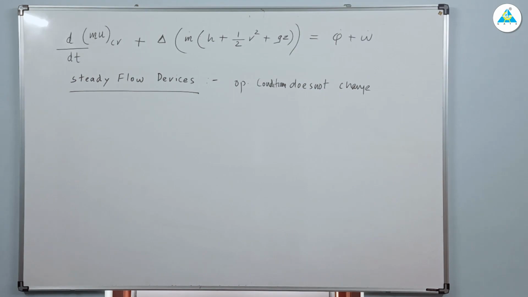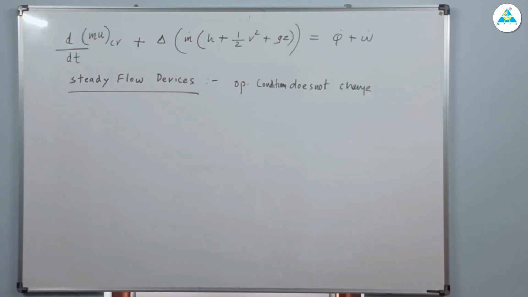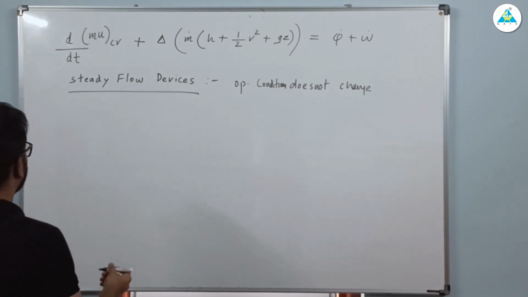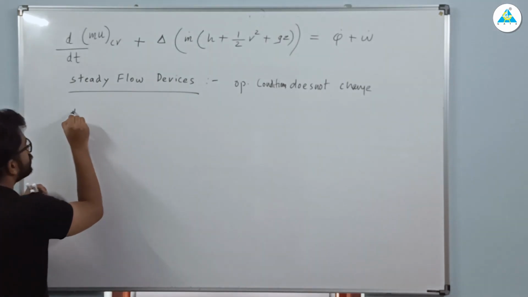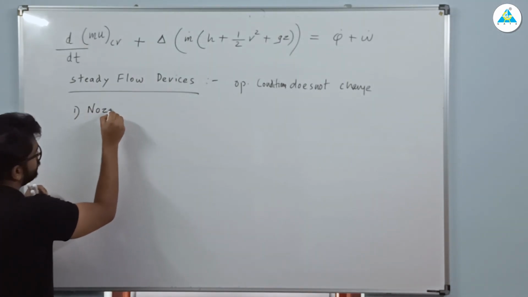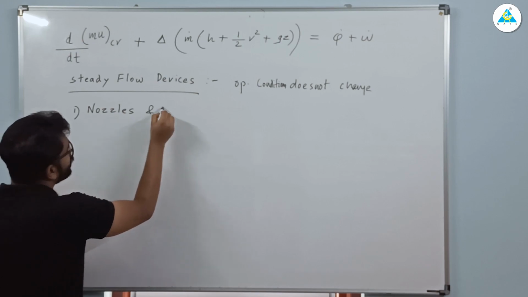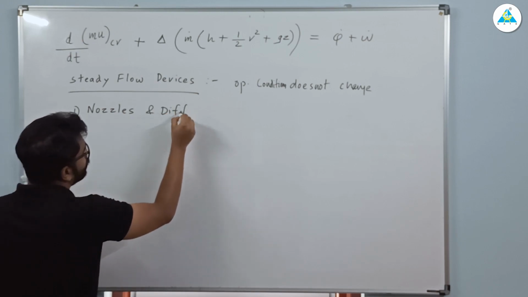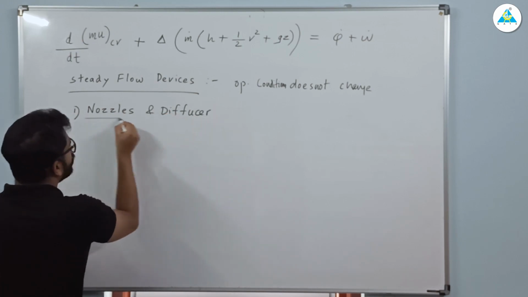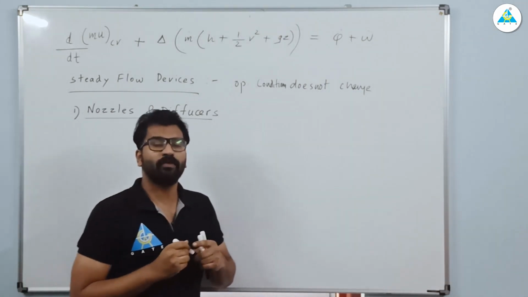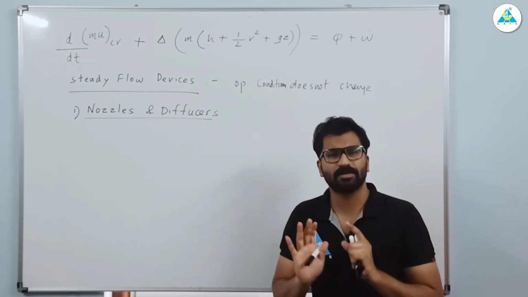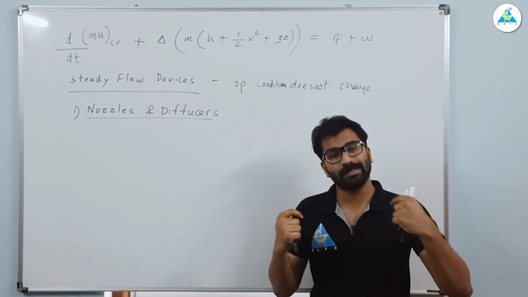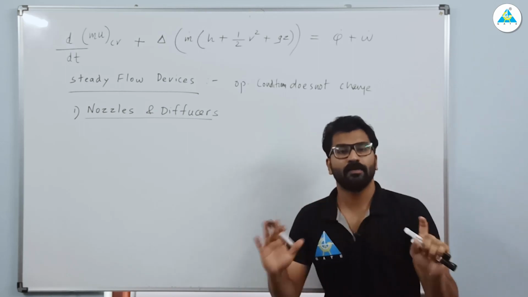So you have a lot of devices, right? There are some devices given in your Cengel book the same way, right? So the first type of devices, nozzles and diffusers. Now we are not interested in studying the working procedure, how the construction of a nozzle and diffuser is. Nozzle and diffuser construction or working, we are not interested.